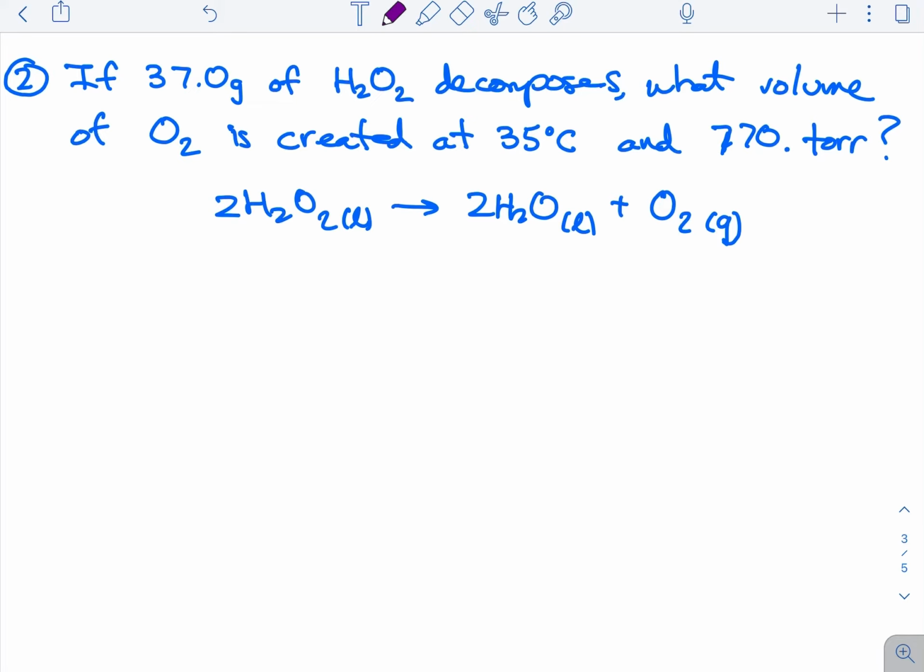If you have 37 grams of hydrogen peroxide and it decomposes, what volume of O2 is created at 35 Celsius and 770 torr? Here's that weird pressure unit that we're not used to, torr. And then we're given a chemical reaction. So let's organize our information. We've got 37 grams of hydrogen peroxide, and we're interested in the O2, so we're interested in what volume. I'm going to put a volume question mark. The temperature is 35, but let's just add 273 to that right now. So that's going to be 308 Kelvin.